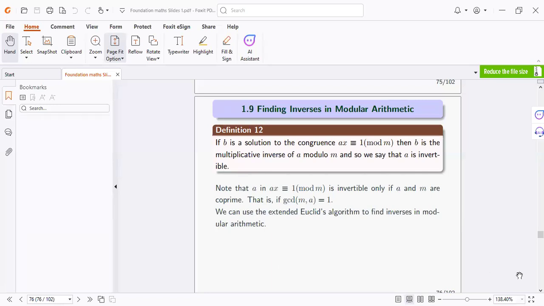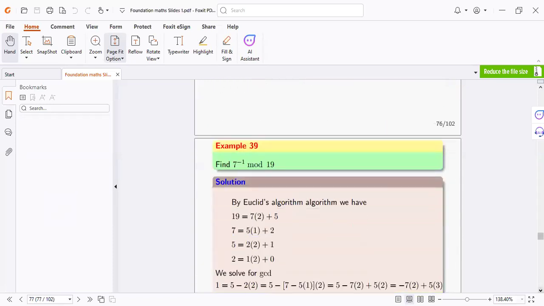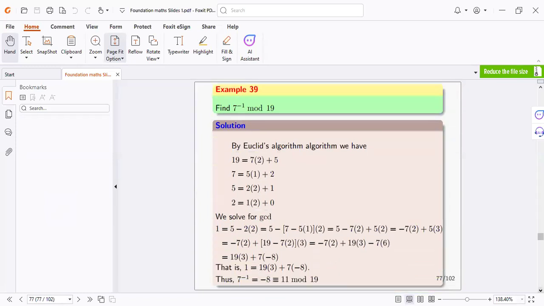So let's look at the first example. We're supposed to find the inverse of 7 mod 19. As I already said, for us to have an inverse of 7, 7 and 19 first of all must be relatively prime. That is, the GCD should be 1. Otherwise, you cannot find the inverse of 7. But since these two have a GCD of 1, you can find the inverse of 7.